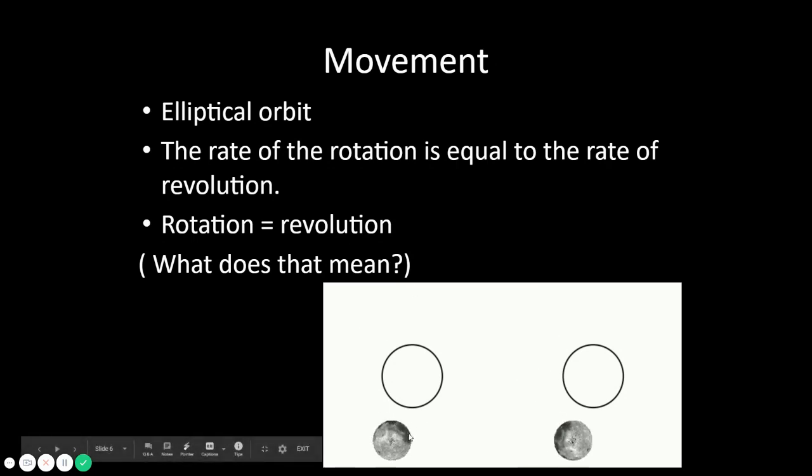So if you look right here, it's revolving as fast as it's rotating, so the side that we see does not change on Earth. This is how it would look with no rotation. We would see all sides.